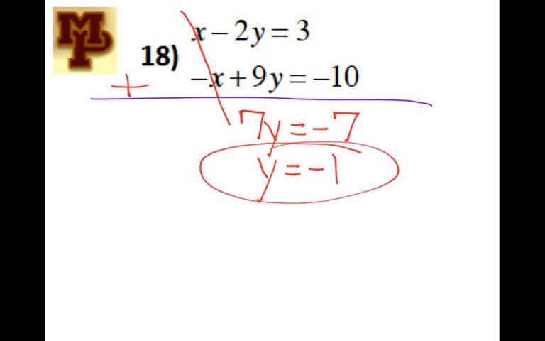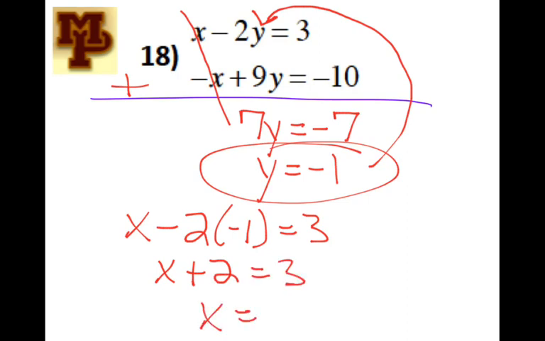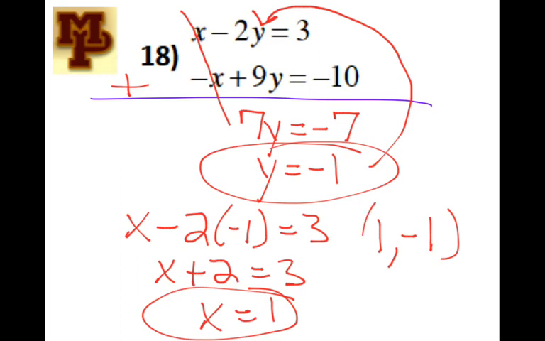If y equals negative 1, then we just need to plug that in somewhere. So let's put it in the top equation. So it'd be x minus 2 times negative 1 equals 3. X plus 2 equals 3. So x equals, subtract the 2 from each side, so it'd be 1. So solution would be 1, negative 1.